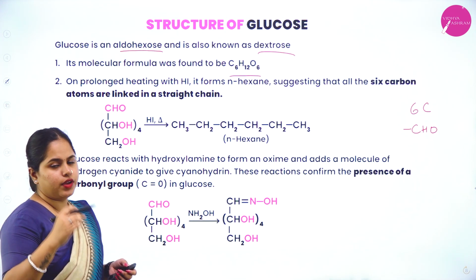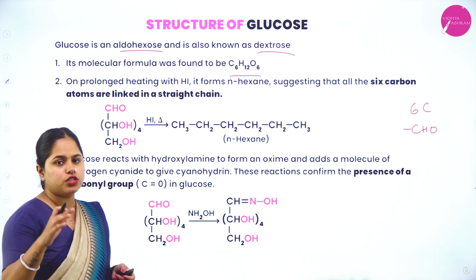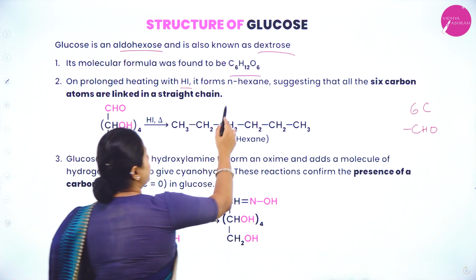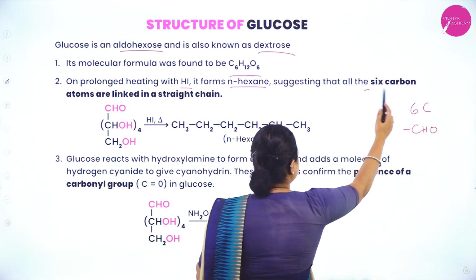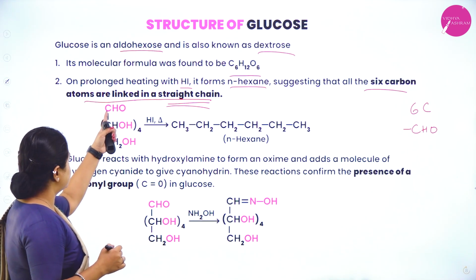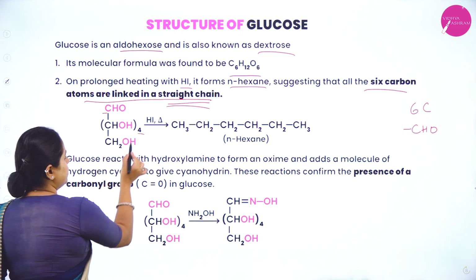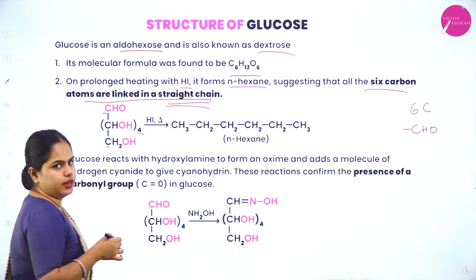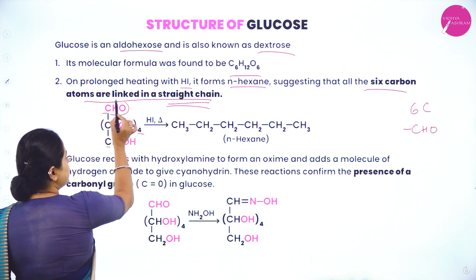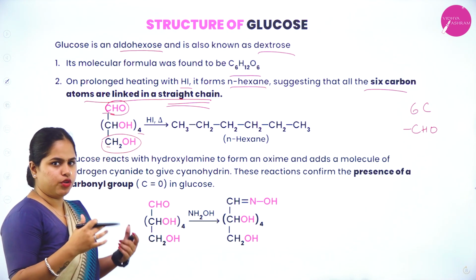So, now as discussed, we are going to see the various reactions with various reagents so that we were able to conclude the structure of the glucose. First one, on prolonged heating with hydrogen iodide, it forms normal hexane, suggesting that all the 6 carbon atoms are linked in a straight chain. Okay, so this is the glucose which is shown here, which is having 6 carbon atoms. So you can see 1 here, then you have 4 here and 1 here. So total 6 carbon atoms are present. Okay, and then you have the aldehyde, CHO is present here, and you have an alcohol here, CH2OH. So this structure we are going to discuss in detail.